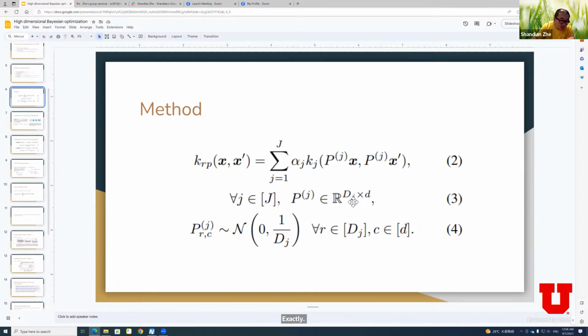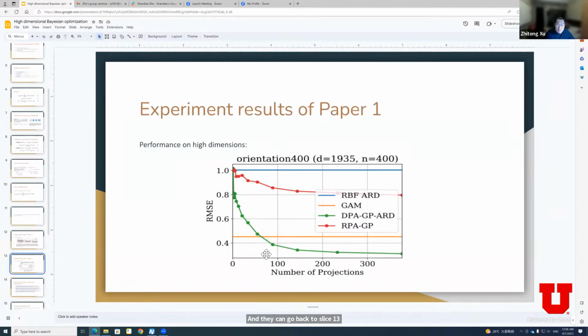And then can go back to slide 13. So the RBF ARD, the blue line, is just you don't do anything, just apply the ARD RBF kernel. You see that actually the GP here doesn't learn anything. But if you do the random projection and then add them together, it performs much better. Also the generalized additive model performs surprisingly good. They also note it in their paper.